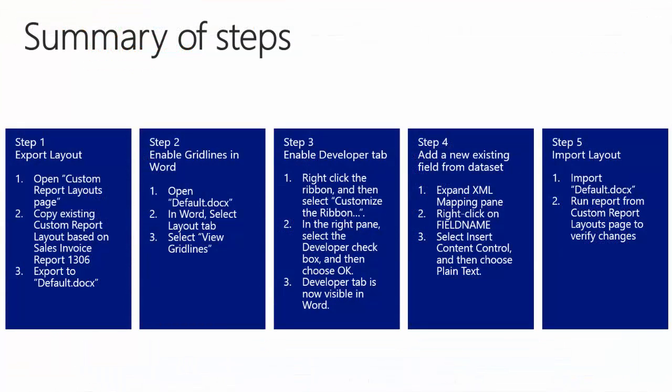So this is the new report that I have in my system that's active. To summarize, we first created a copy of an existing custom report layout to illustrate that we can have multiple layouts for each report. We then enabled the grid lines in Word, so it's easier for us to understand the structure of the custom Word layout. We then enabled the Developer tab, so we could see and use the XML mapping pane to add existing fields in a dataset to our report layout. We use Insert Content Control and Plain Text when adding fields to the layout from the XML mapping pane. And finally, we imported back the changes to NAV 2009 and printed the report.